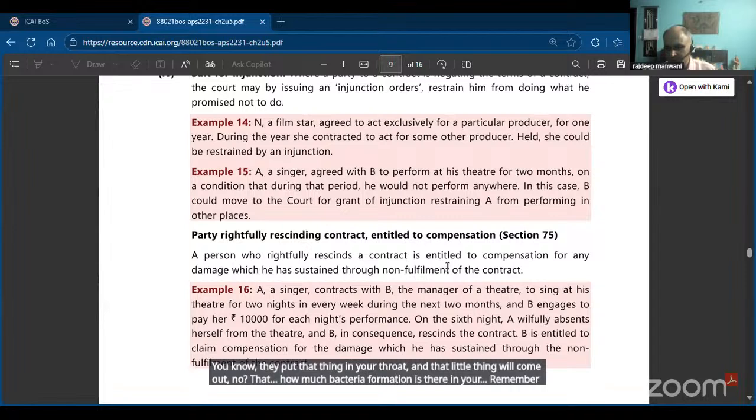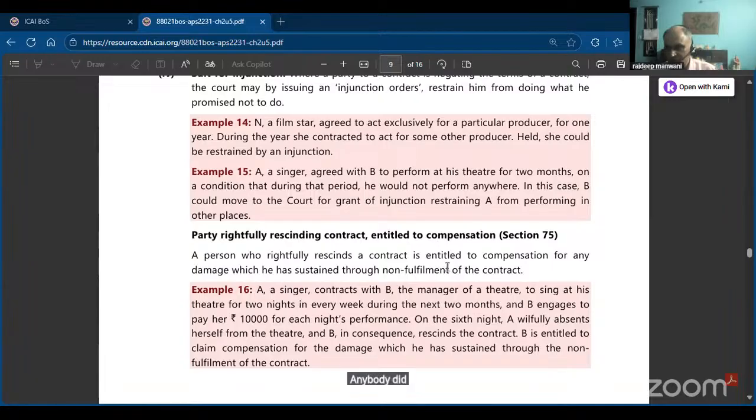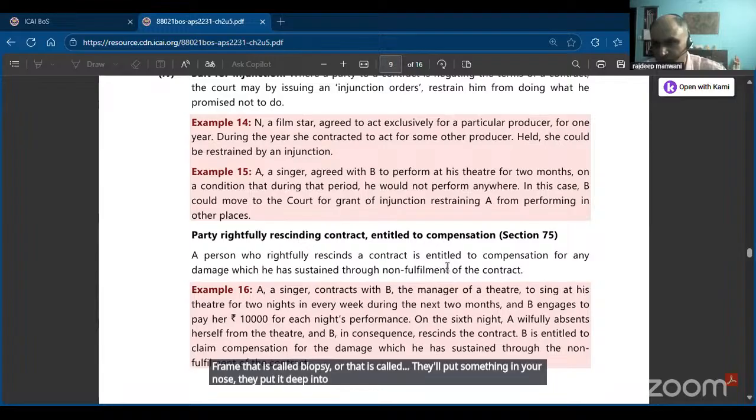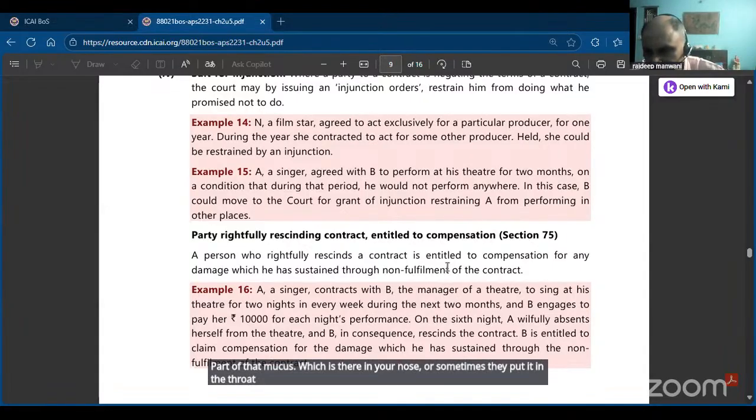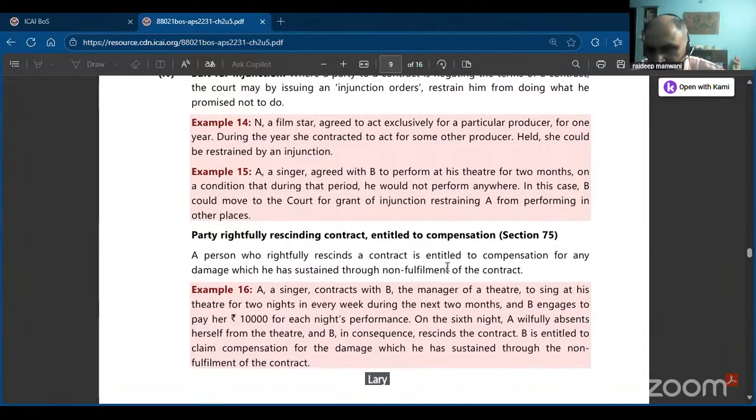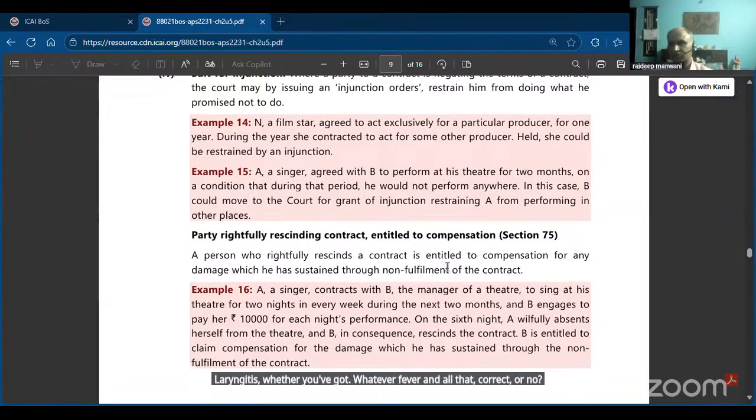Remember, you did it for corona. They used to put something in your nose, right? Anybody did a corona test? Yes, sir. Same. That is called biopsy. They'll put something deep into your nose and remove one small part of the mucus which is there in your nose, or sometimes they put it in the throat also to check whether you've got laryngitis, whether you've got fever and all that. Correct or no? Understood? So she has to prove everything. You can't do anything without proof.